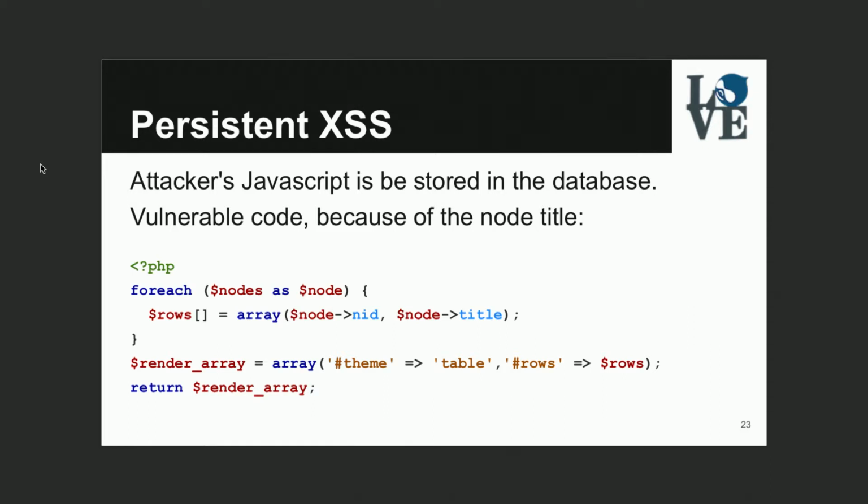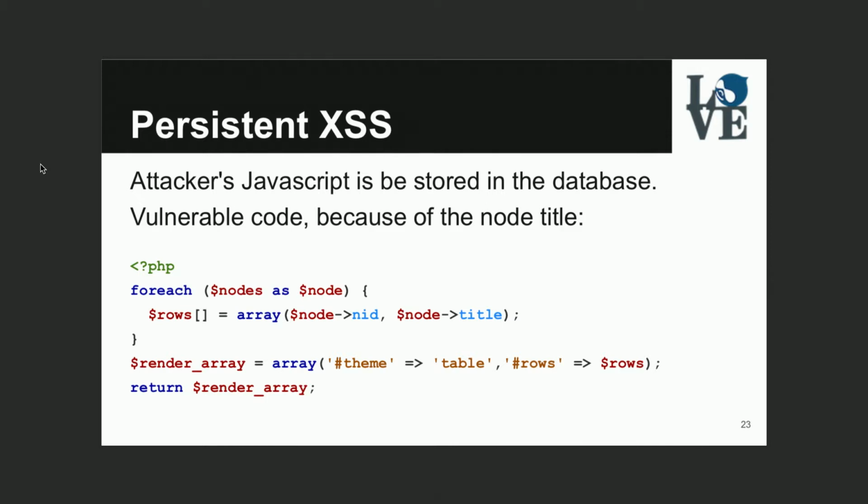It's because of the node title, right? The node title is user input. The user who submitted the node put whatever they wanted as the node title, including script tags or any other HTML. And if you don't escape that node title, when you as administrator view this list of nodes, right, it's in a table, that attacker's JavaScript could execute.